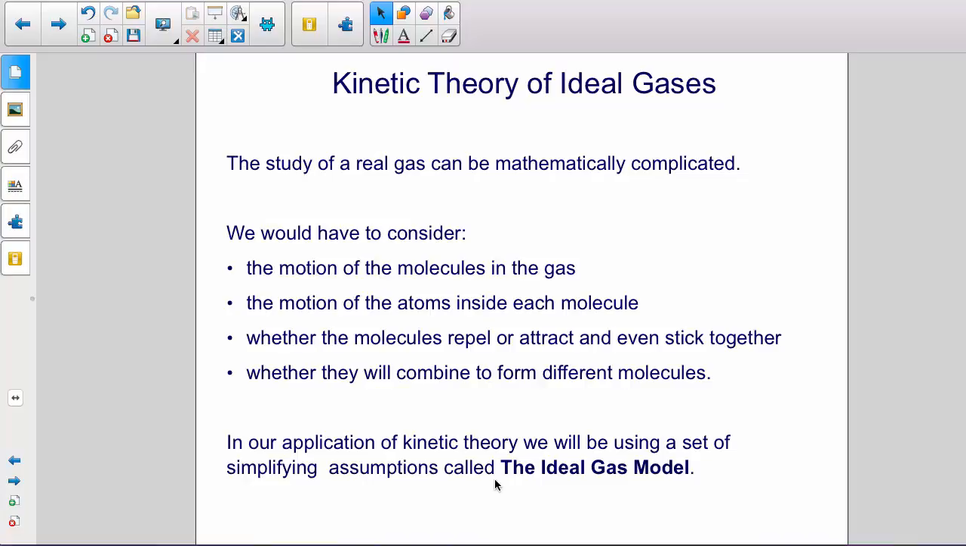Now, the study of a real gas can be mathematically complicated. We have to consider a lot of different things. First of all, we have to consider the motion of the molecules in the gas. And we have to consider the motion of the atoms inside each molecule. We need to know whether the molecules will repel or attract or even stick together. And we have to even know if they're going to combine chemically to form new molecules. So in our application of kinetic theory, we'll be using a set of simplifying assumptions called the ideal gas model.